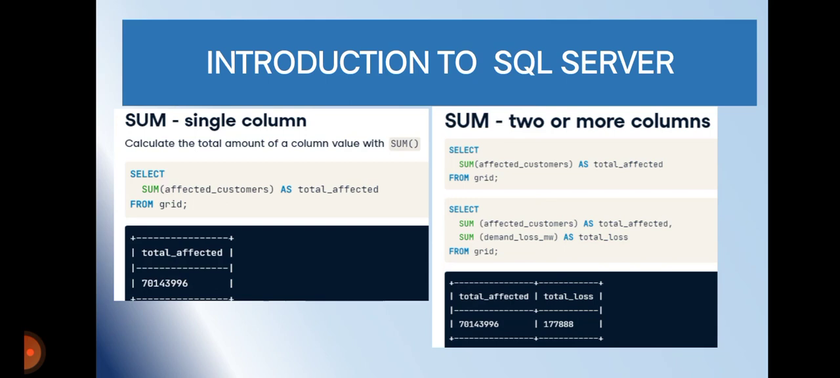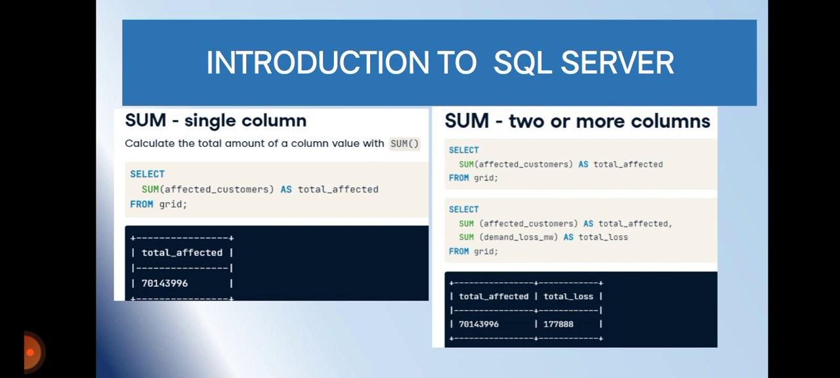As we know, it's straightforward to obtain the sum of a single column. Start with SELECT, type SUM, then open parentheses, type the column name, then close the parentheses, and we should also provide a meaningful alias, otherwise the result will be returned with no column name, which gets confusing very quickly. In the example of a single column, we calculate the total amount of a column with SUM in brackets, and we write SUM affected columns as total affected columns from the grid table.